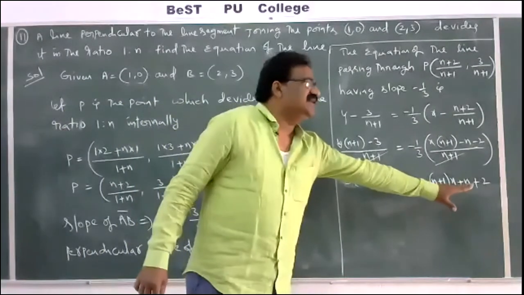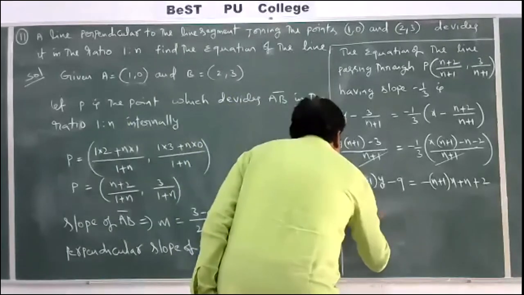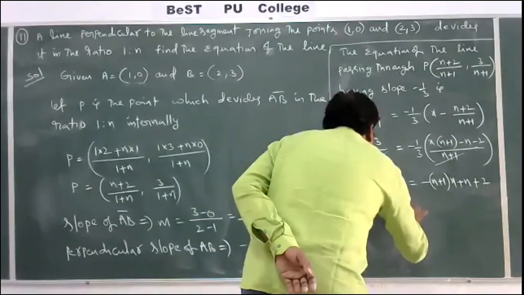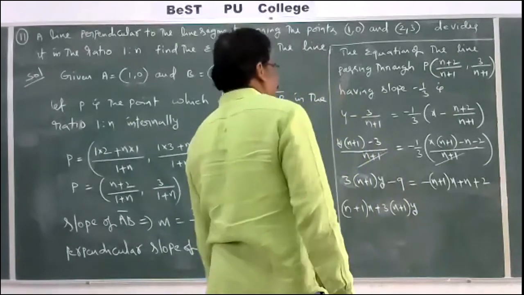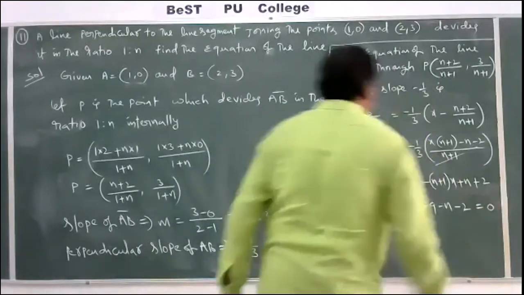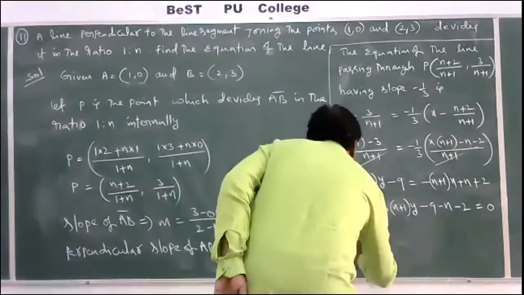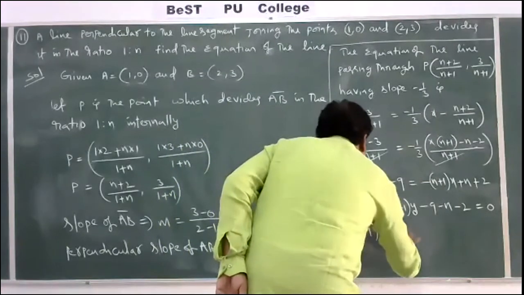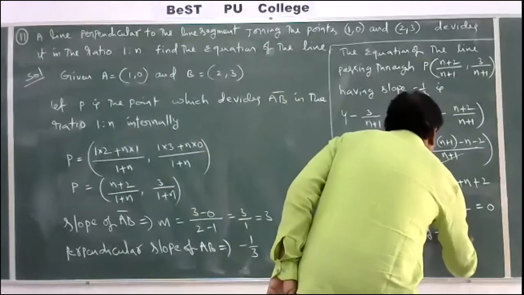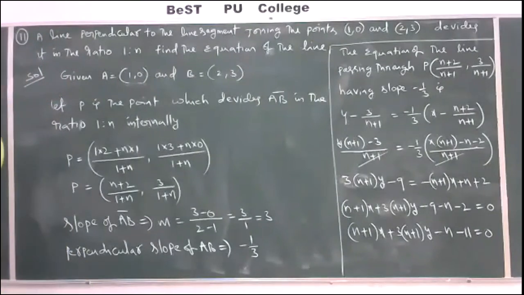You bring all these terms into LH side, that is n plus 1 into x plus 3 into n plus 1 into y minus 9 minus n minus 2 is equal to 0. That is n plus 1 into x plus 3 into n plus 1 into y minus n minus 11 is equal to 0. That's the required equation of the line.